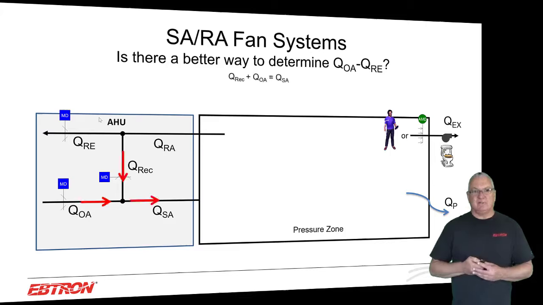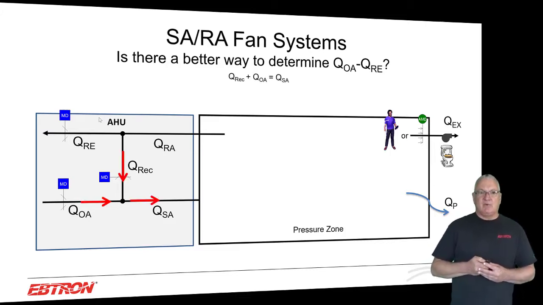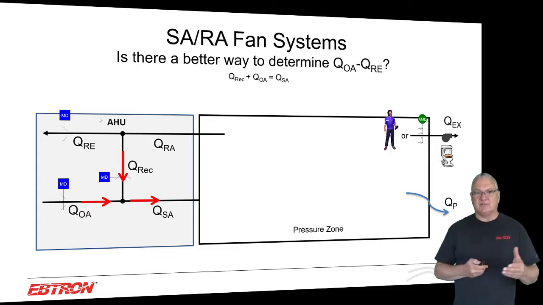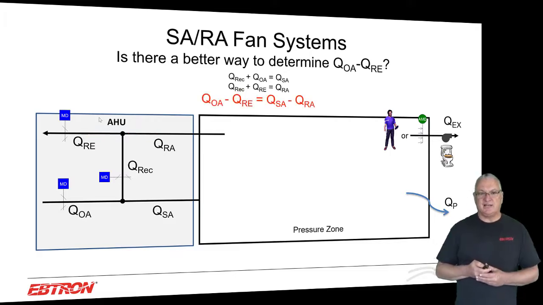So if you remember from our previous presentation, I'll just do it again, when we looked at this one point here, we saw that the recirc air and the outside air equal the supply airflow, and then we looked at this other point and saw that the recirc air and the relief air equal the return airflow. And if you subtracted those two equations, you still had an equation.